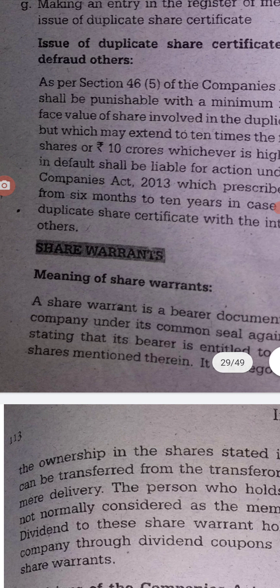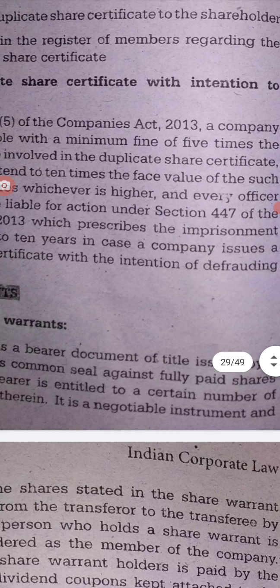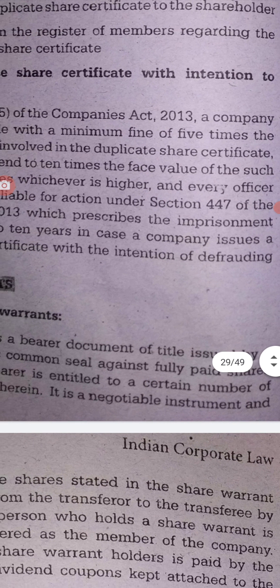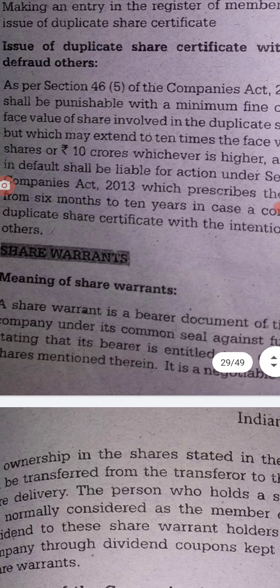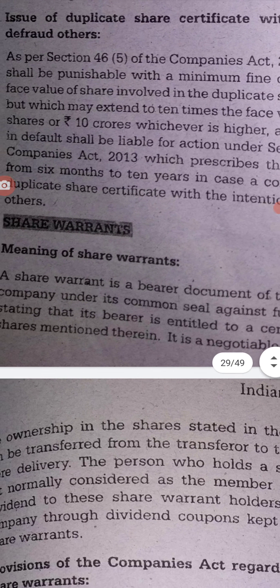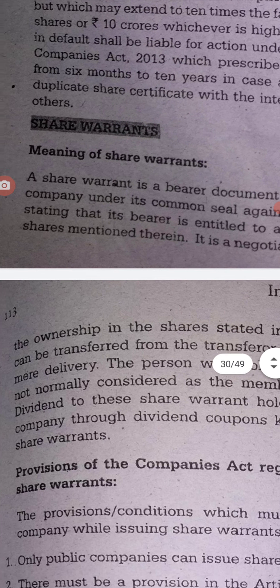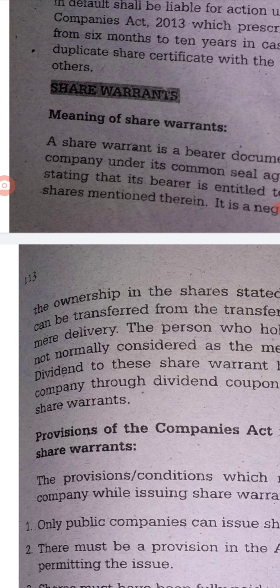So if there is a fraud, okay, issue of a duplicate certificate with the intention to defraud others, if there is an issue of a certificate to defraud the other actual shareholders in the company, then see the fine: it is being taken to be a fine of up to 10 times the face value of the shares, or 5 times the face value involved in the duplicate shares, or sometimes 10 crores, whichever is higher. See the amount of the fine they are putting, because it is against the legality of the document, correct?